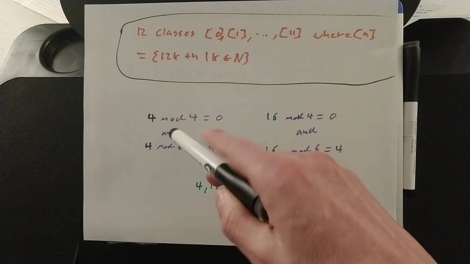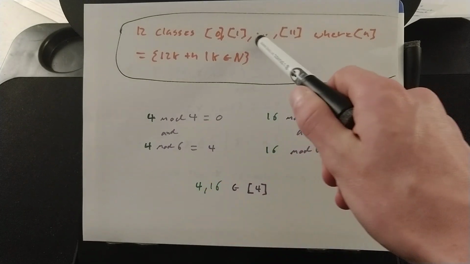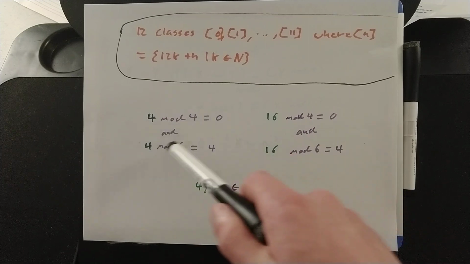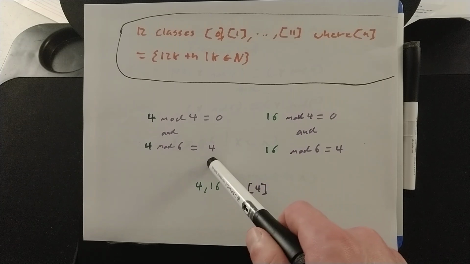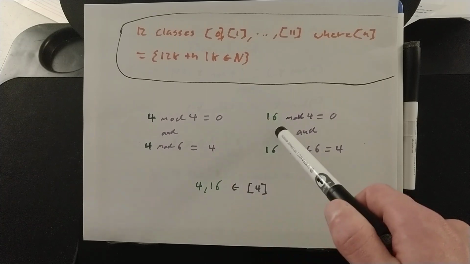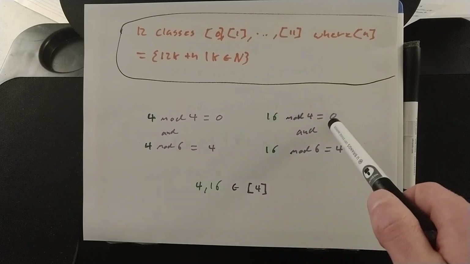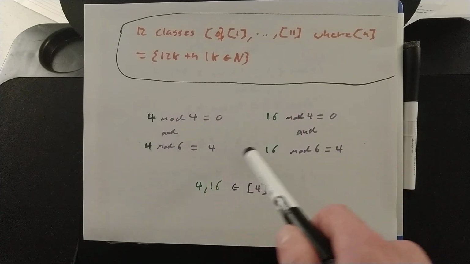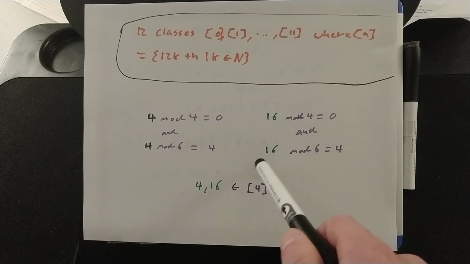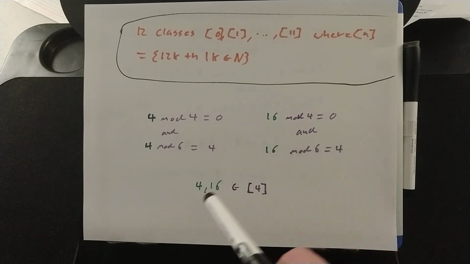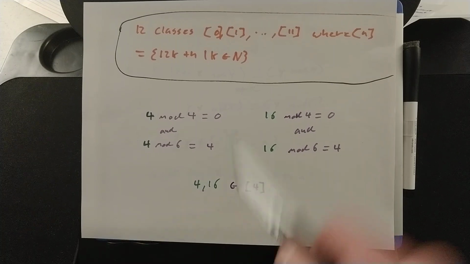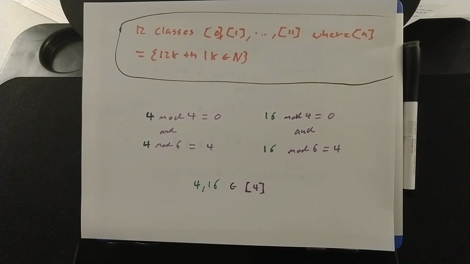So we can sort of see that, like, let's take the equivalence class of 4 as an example. So 4 mod 4 equals 0, and 4 mod 6 equals 4. But then if we look at 16, 16 mod 4 equals 0, so the mod 4 of both equals 0, and the mod 6 of both equals 4. 16 mod 6 equals 4. So we can see that both 4 and 16 are in the equivalence class of 4. Cool.